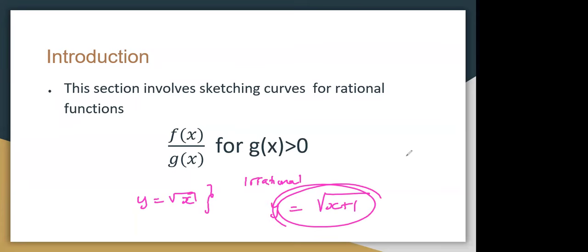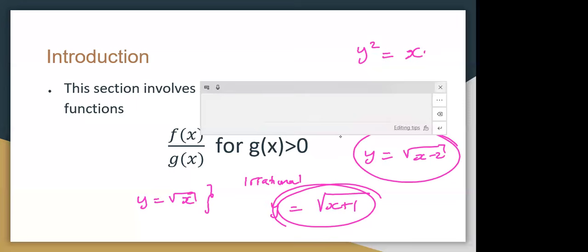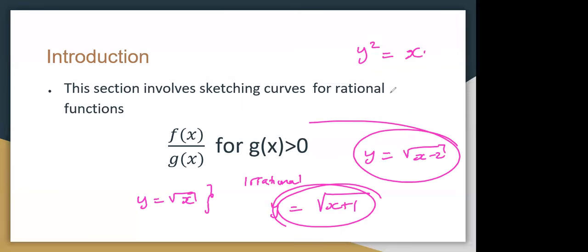Things like where they have told you to sketch root of x minus 2 are called irrational functions. They can even set it for you in this format: y is equal to root of x, when you square it, y squared is equal to x. Members, have we got the difference? Have you got the difference between rational and irrational? And are we good to go?